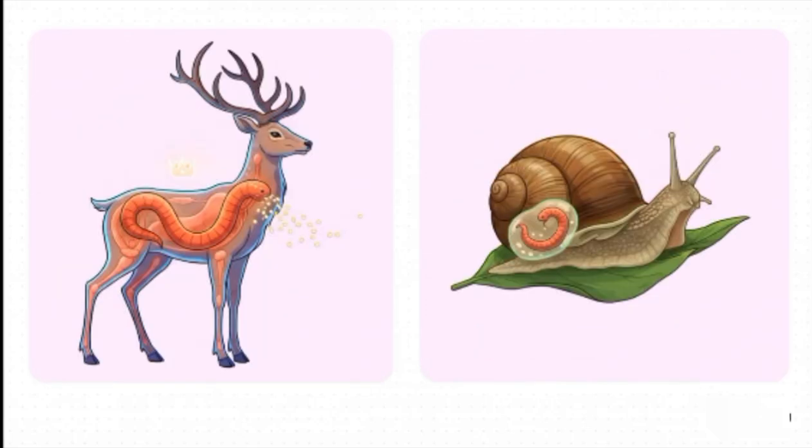Hosts can also have different jobs, depending on where the parasite is in its life cycle. The definitive host is the big one. It's where the parasite finally grows up and reaches sexual maturity. You can think of it as the main event. The intermediate host, though, is more like a nursery. It's where the parasite hangs out during its younger larval or asexual stages, just waiting to develop.